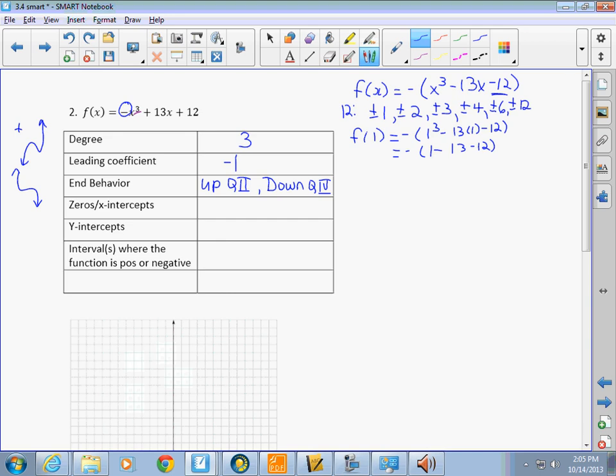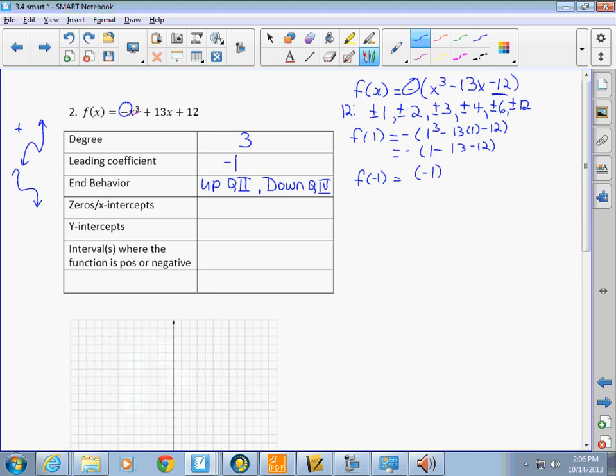So I'm going to try -1. And you don't really even need to worry about your negative sign in front of here when you're doing this, because even if you substitute it in, if it equals 0, then it doesn't matter if there's a negative in front of it or not.